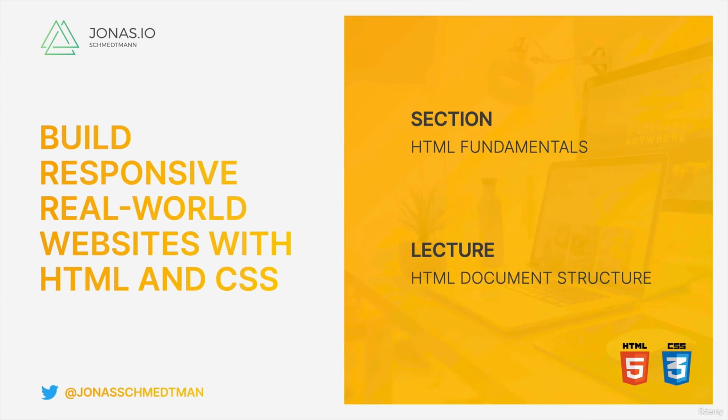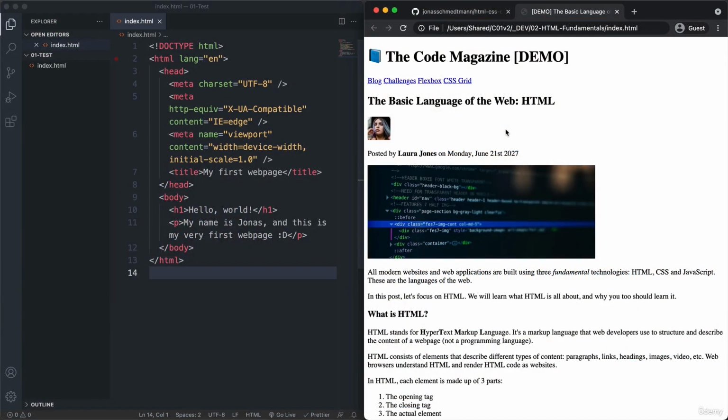Welcome back. So the first thing that we need to learn about HTML is the common HTML document structure. So a structure that each and every HTML document needs to have. But let's start by taking a very quick look at the project that we're going to build throughout this section. So we are building the code magazine. So as you can see here, and in this code magazine, we are building this very simple kind of blog post called the basic language of the web.